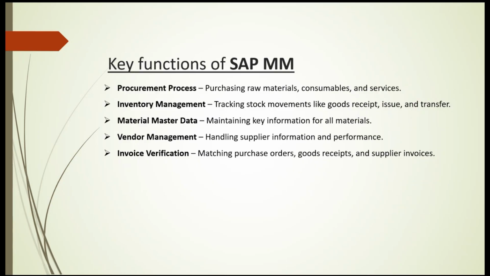Now coming to the next, the functions of material management. As I have mentioned a few points, like the procurement process: purchasing raw material, consumables, and services happens in the procurement process, which is a function of SAP MM. Inventory management: whatever material we maintain at warehouse or storage level can be tracked, how the material moves from one place to another, whether we are accepting goods, issuing, or transferring. That can be managed through inventory management.